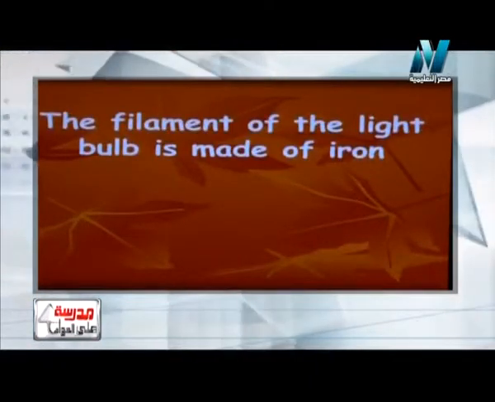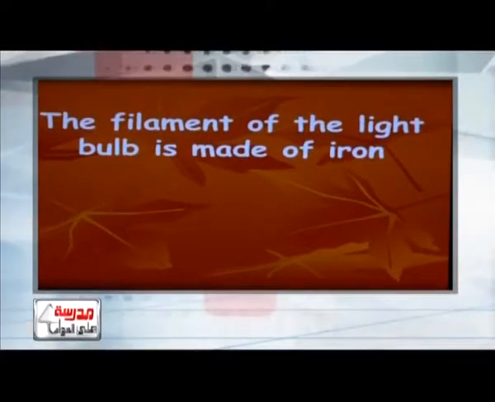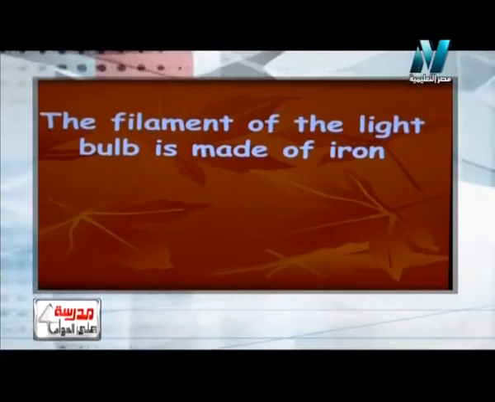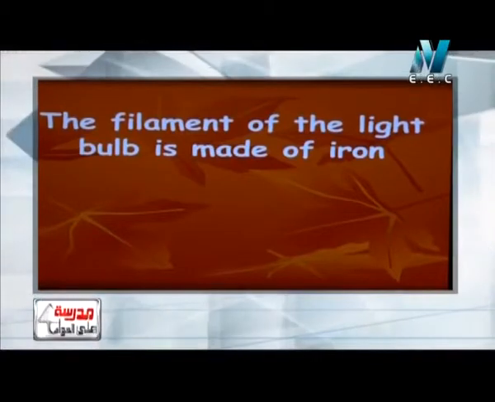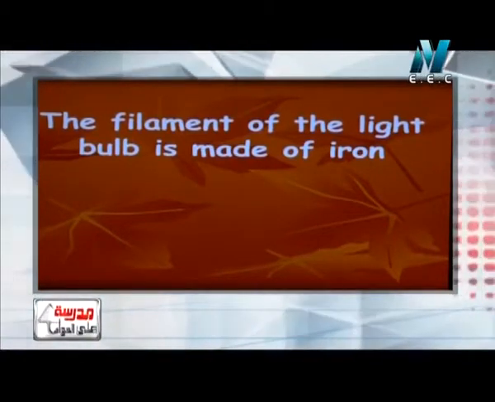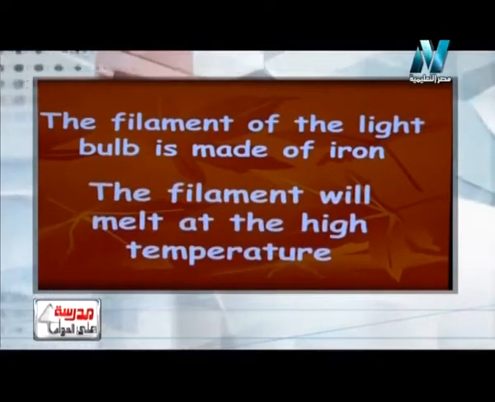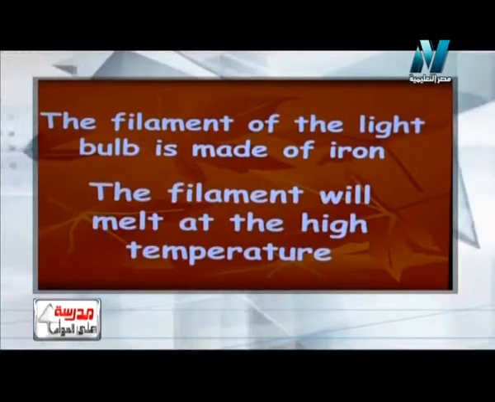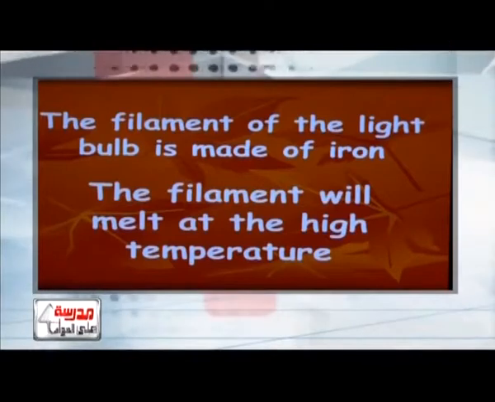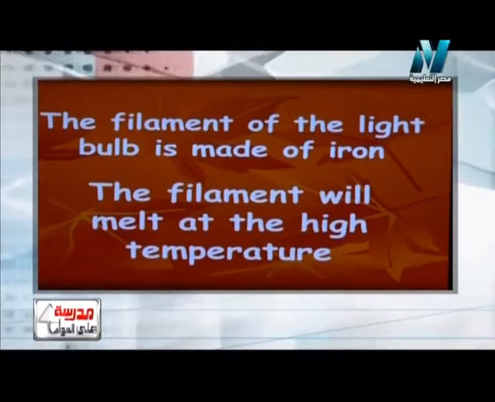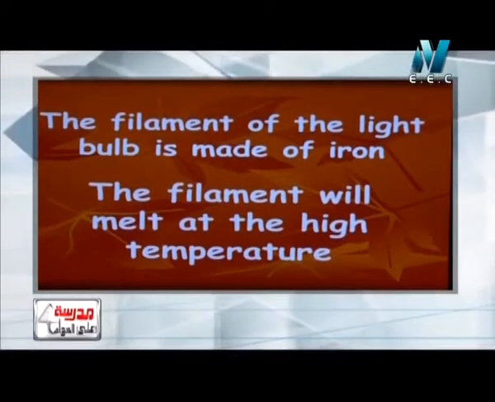The filament of the light bulb is made of iron. We know that the filament of the light bulb is made of tungsten. But what happens if some factories made the filament of the light bulb from iron? Surely it will burn at high temperature because iron hasn't the high melting point like the tungsten. So again, the filament will melt at high temperature because the melting point of the iron is lower than the tungsten.